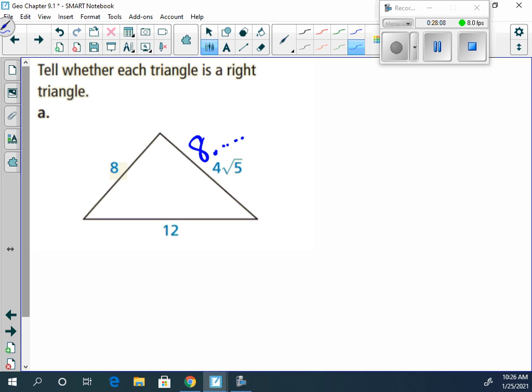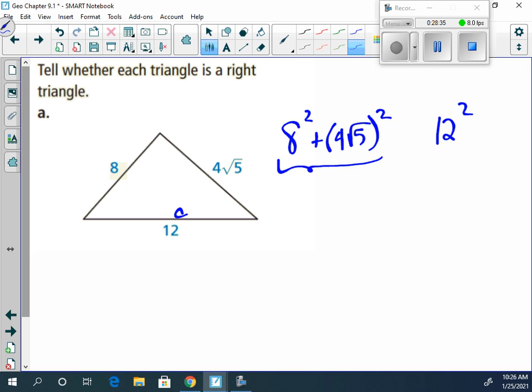The square root of 5 is 8.94427191. So it works out here, this 4 square root of 5 is not the biggest side. So we can't just say because it has a square root, it's going to automatically be the biggest side. This time it is 12. So to work this out, we need to see if 8 squared plus 4 square root of 5 squared is equal to 12 squared. And again, we can just type these into a calculator.